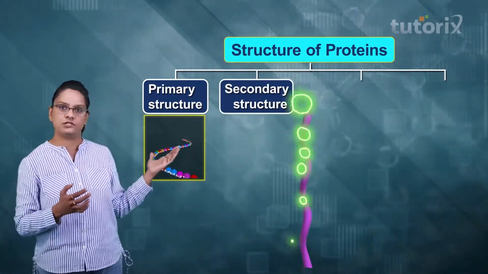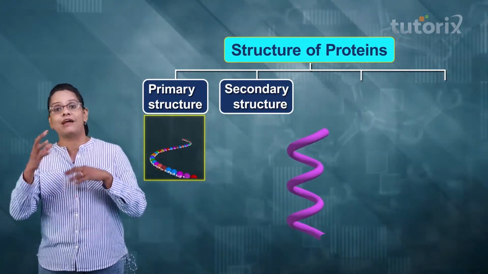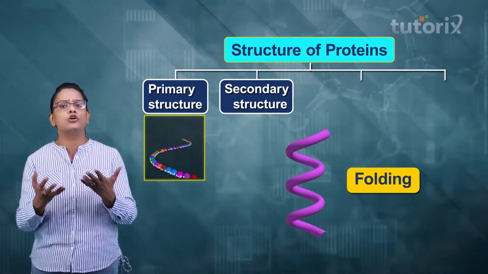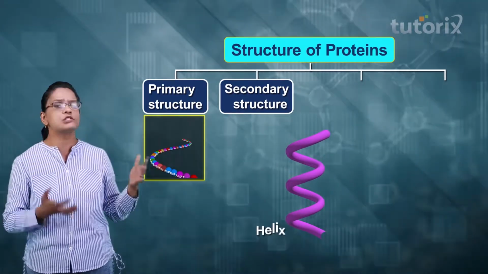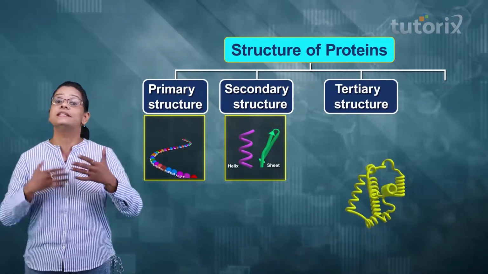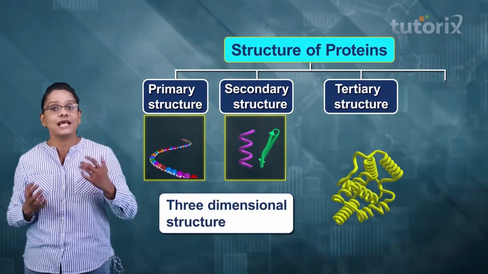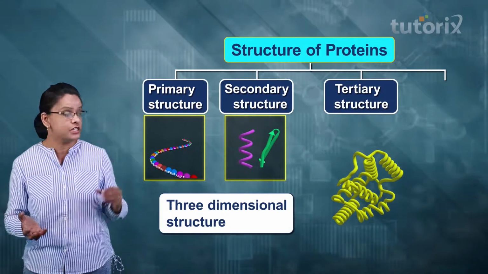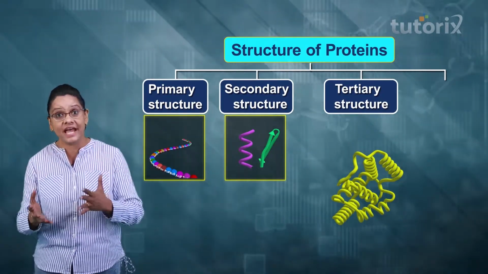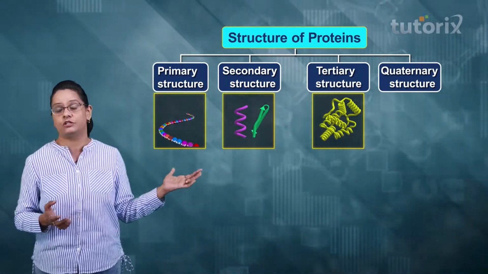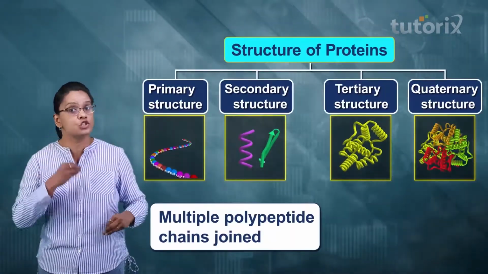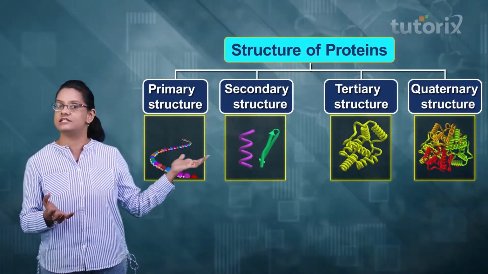Then secondary structure, which is formed by folding of the polypeptide chain to take either the shape of a helix or a sheet. Then there is a tertiary structure, which is a 3-degree structure, and it is actually the 3-dimensional spatial arrangement of the polypeptide chain. And then there is a quaternary structure, which is made of multiple polypeptide chains joined together by various interactions.